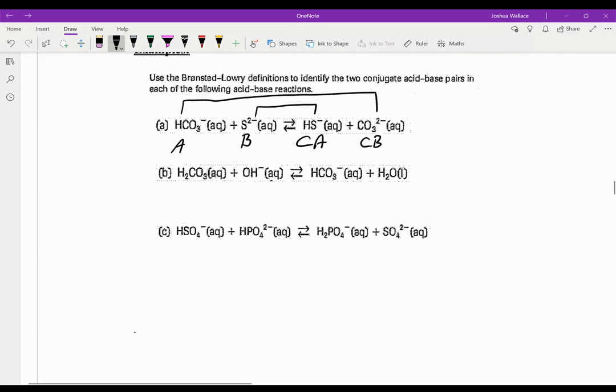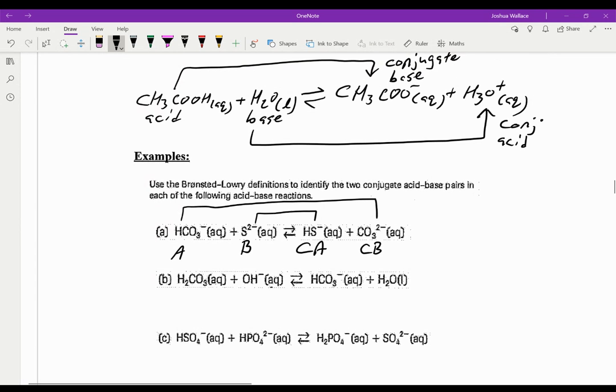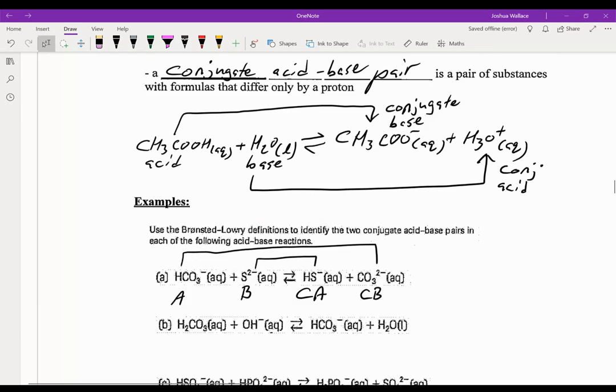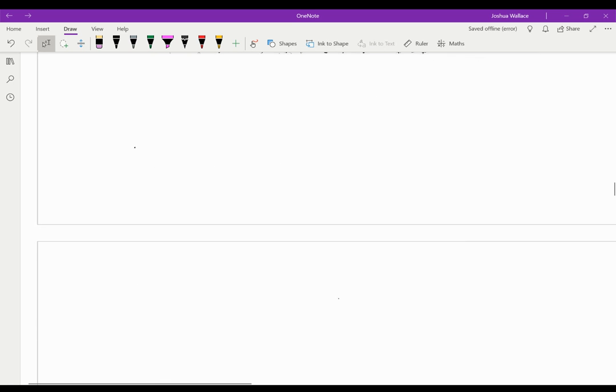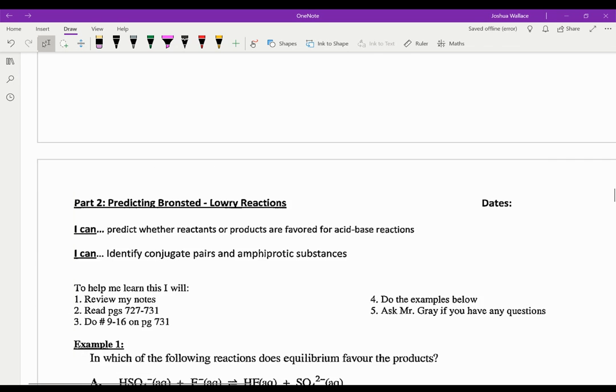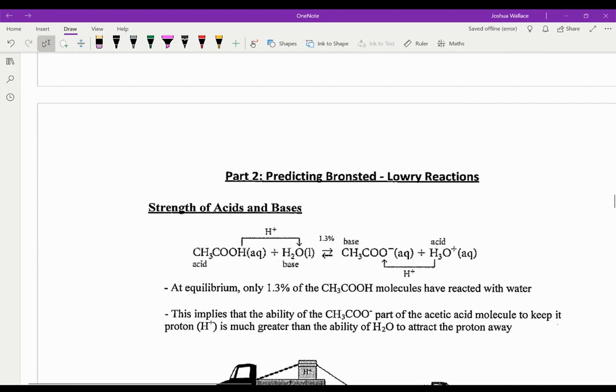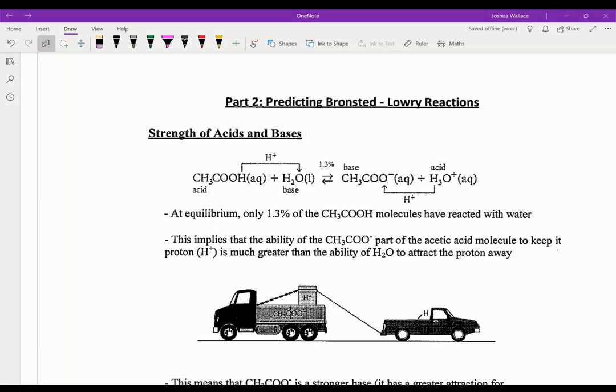All right, hopefully that helps explain a little bit more about acids, just a different way of looking at it in the Bronsted-Lowry theory. In the next video, after we get through this blank page, we're going to look at predicting Bronsted-Lowry reactions.